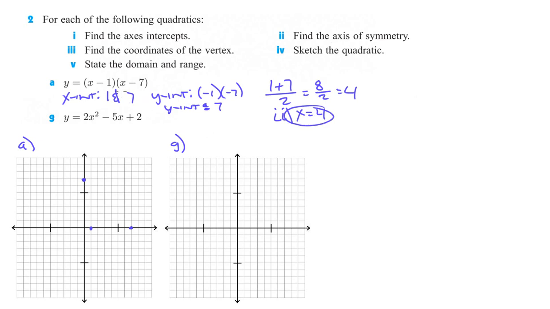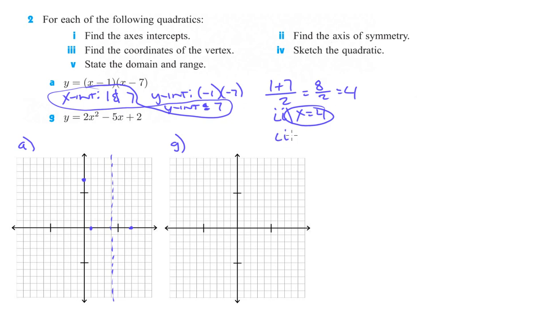X equals 4. And then here are our two intercepts, the x-intercepts and the y-intercept. Okay? The axis of symmetry is at 4, so we can draw, if we want to, a nice little dotted line there. Find the coordinates of the vertex. So look, we got the x-coordinate. Now we can plug that 4 in for the x and find the y.